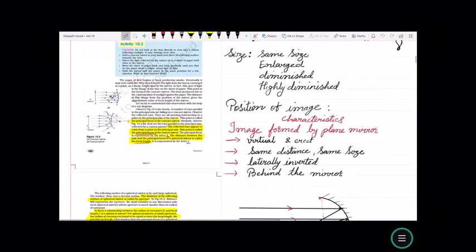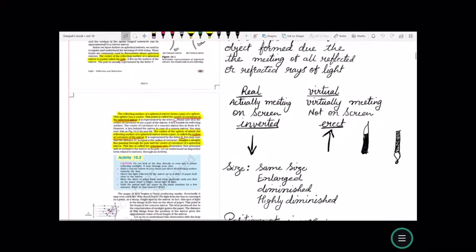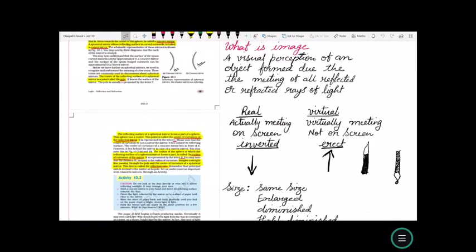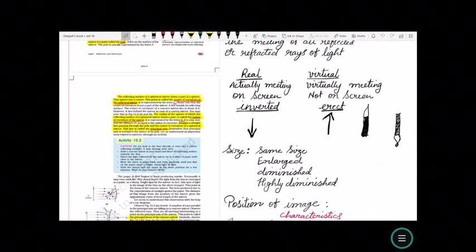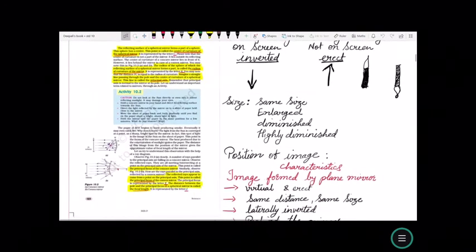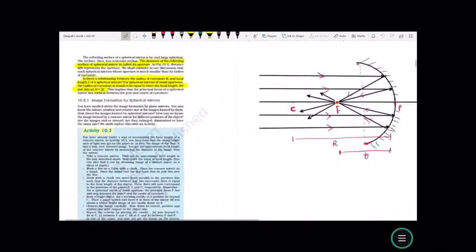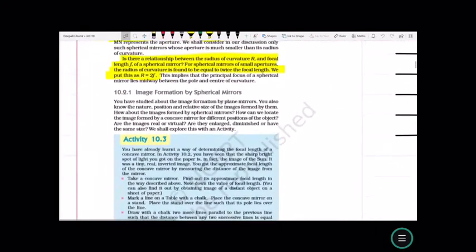And what are the characteristics of an image which we need to keep in mind when we talk about an image? It should be either real or virtual. It should be either inverted or erect. It can be the same size as the object, or enlarged, or diminished, or highly diminished, and the position of the image where it is placed. These points are important while understanding image formation.